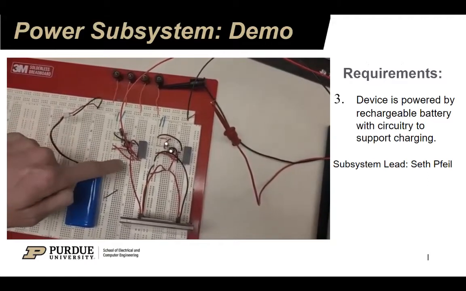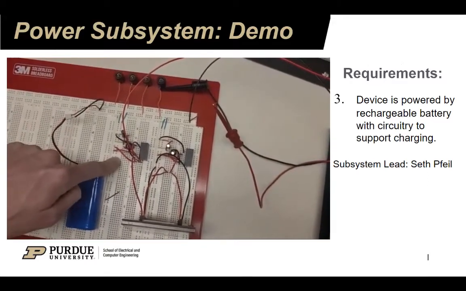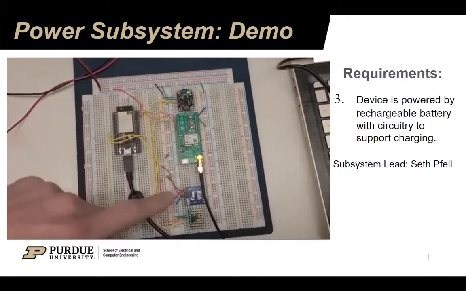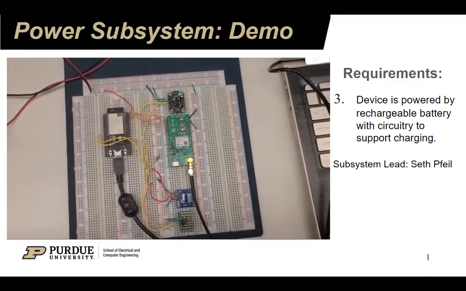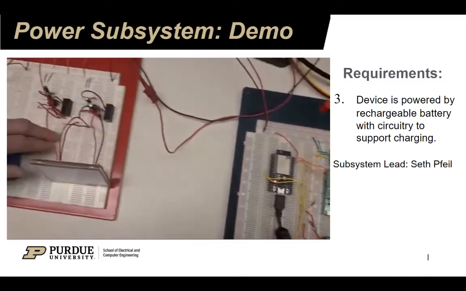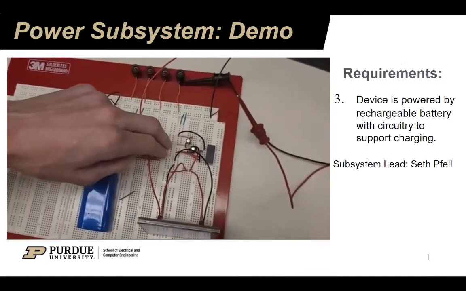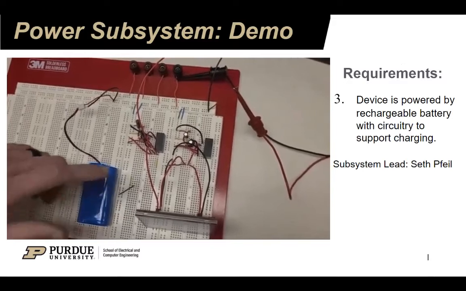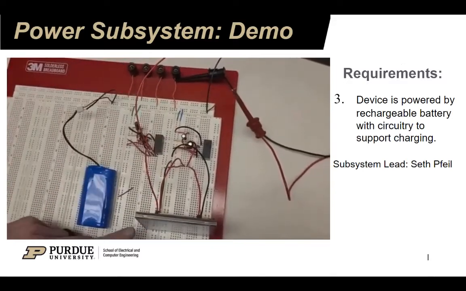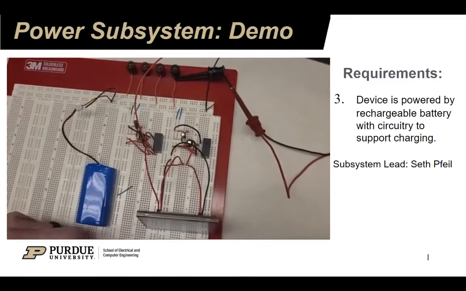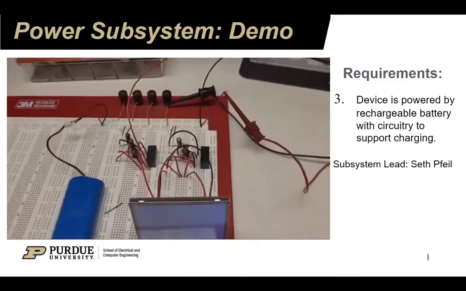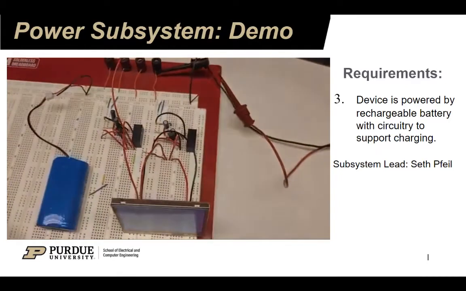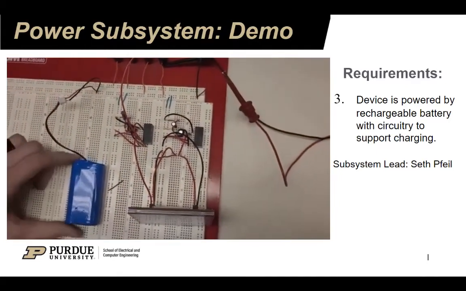This right here is the 3.3 volt buck converter. It powers necessary systems like the microcontroller and all the sensors and the sensor interfacing subsystem. This is a 5 volt buck converter. It's taking the 7.4 volts from the battery and converting it to usable 5 volts for the screen that we have chosen. And as you can see, the screen is currently on and powered. So that is the system.